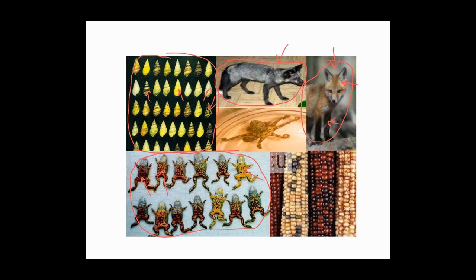There's variation. I don't know why I have corn in here. That's a bad example because these were made through artificial selection, selective breeding. But you can see that there are varieties, even though this is all corn. There's different varieties. There's variation within the species of these organisms.